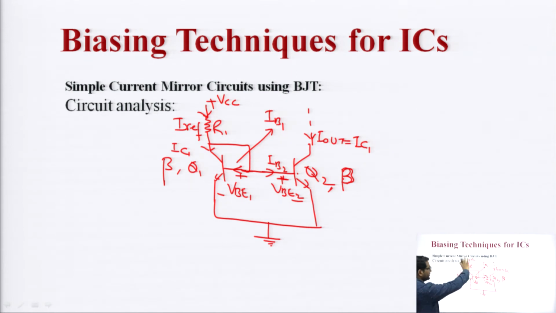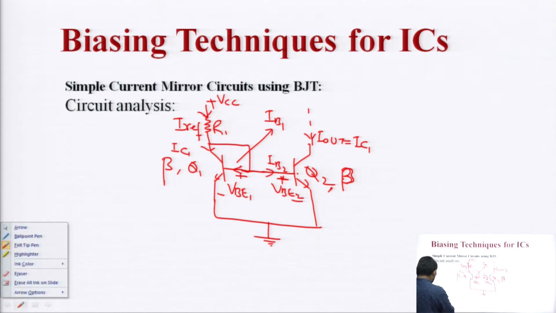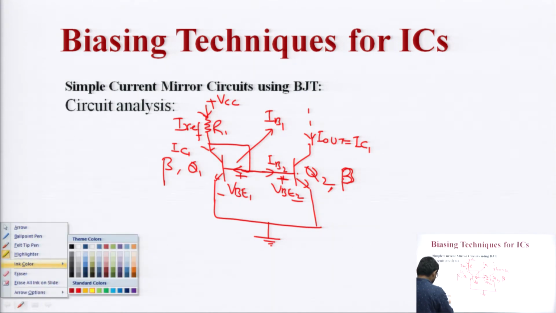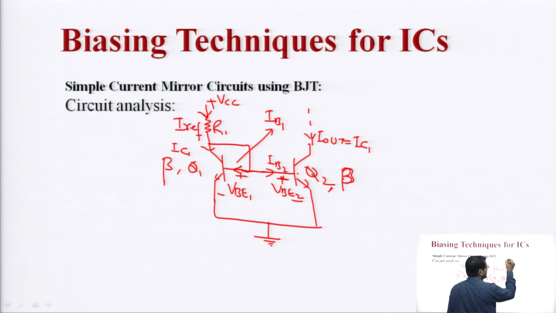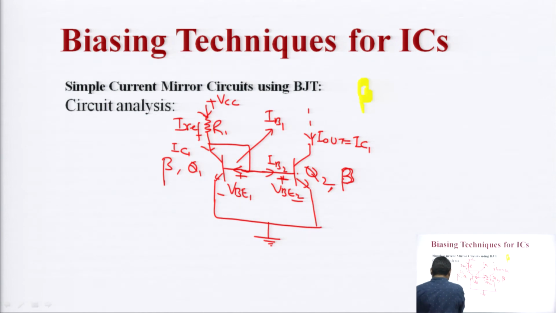That is plus VCC, our bias voltage. Okay. So, from this circuit, let us suppose that we have circuit analysis. First we assume that both transistors are identical, that is, beta 1 equal to beta 2, that is the beta. That is the first condition.